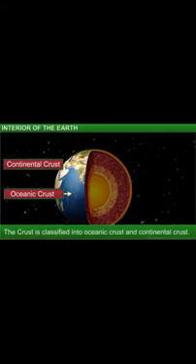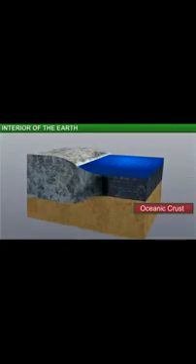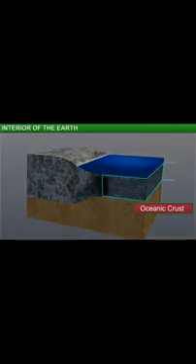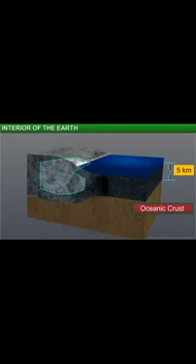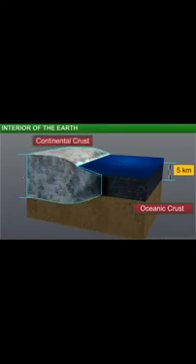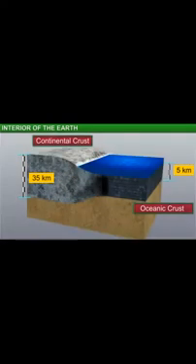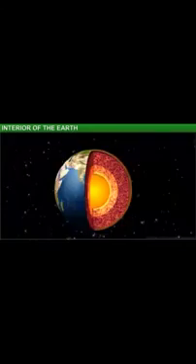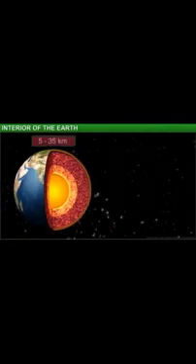This layer can be classified into oceanic crust and continental crust. The oceanic crust, that is, the crust beneath the oceans, is only about 5 kilometers thick. On the other hand, the continental crust can be as thick as 35 kilometers. However, considering the Earth's size, the crust is quite thin.